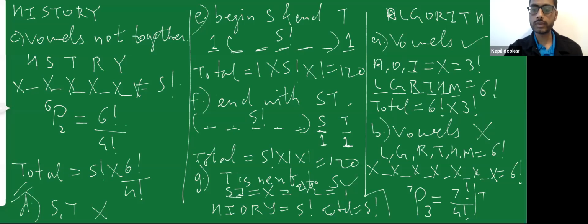And therefore I can say total is equal to what? Total is equal to this into this. So that is equal to 6 factorial into 7 factorial upon 4 factorial. So I'll just write that in a proper way. So total is equal to 6 factorial into 7 factorial divided by 4 factorial. Okay, so copy this down.